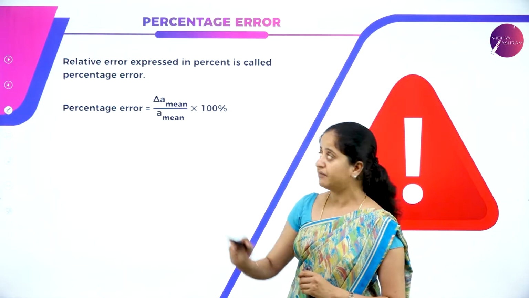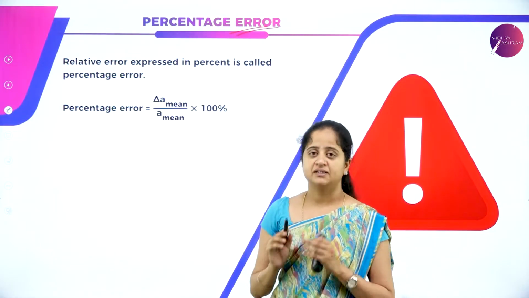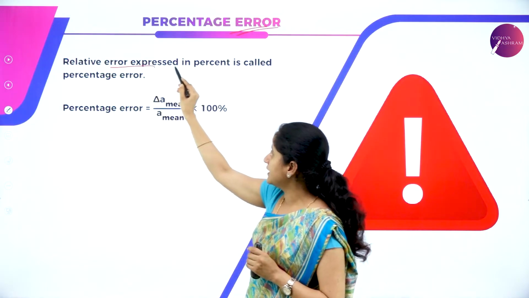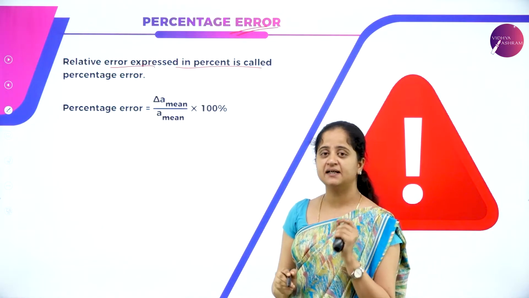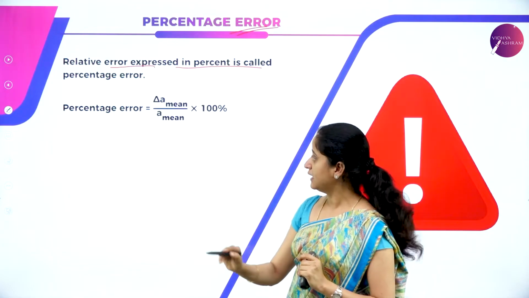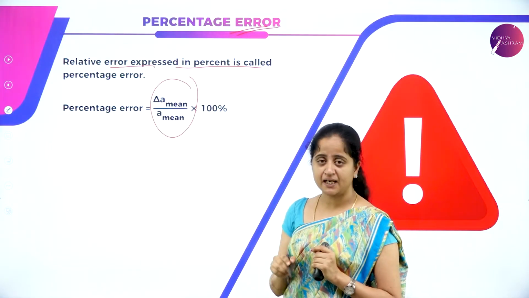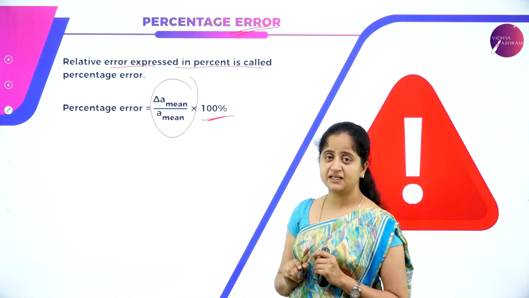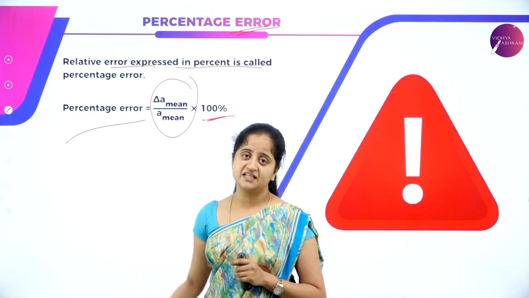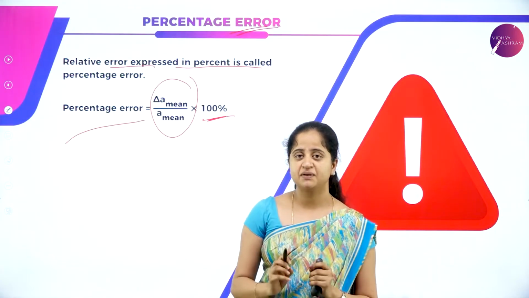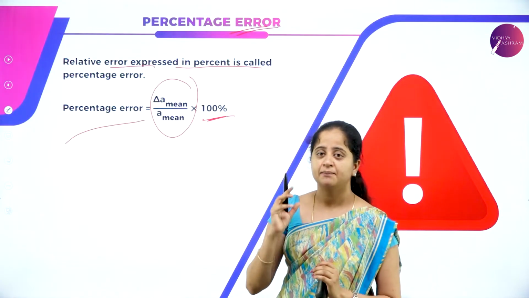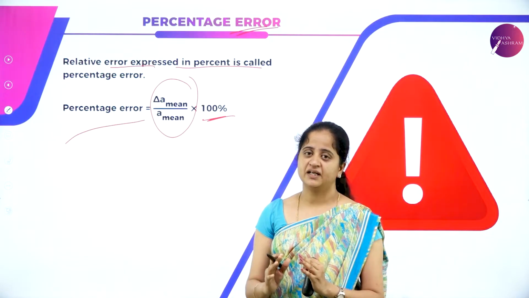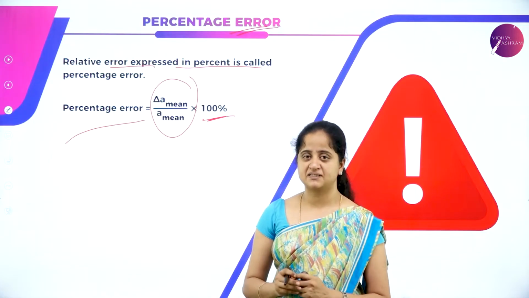Next we have percentage error. The third way to express error is percentage error. When the relative error is expressed in terms of percent, that is called percentage error. Relative error is represented by delta A mean divided by A mean, and when that is represented as a percentage, that is called percentage error. We can express the error in terms of percentage by multiplying the relative error by 100. So we will get the error in terms of percentage.